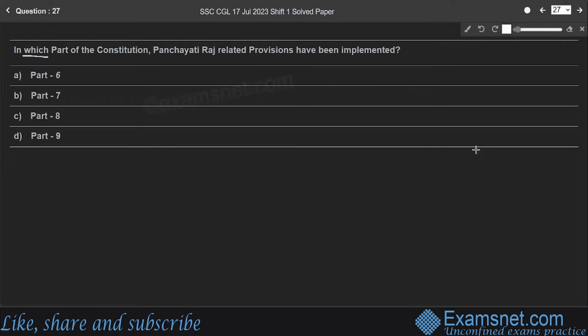Question 27. In which part of the Constitution have Panchayati Raj related provisions been implemented? In Part 9 of the Constitution. Option D is the right answer. So, in Part 9 of the Constitution, Panchayati Raj related provisions have been implemented. The 73rd Amendment of 1992 added a new Part 9 to the Constitution.